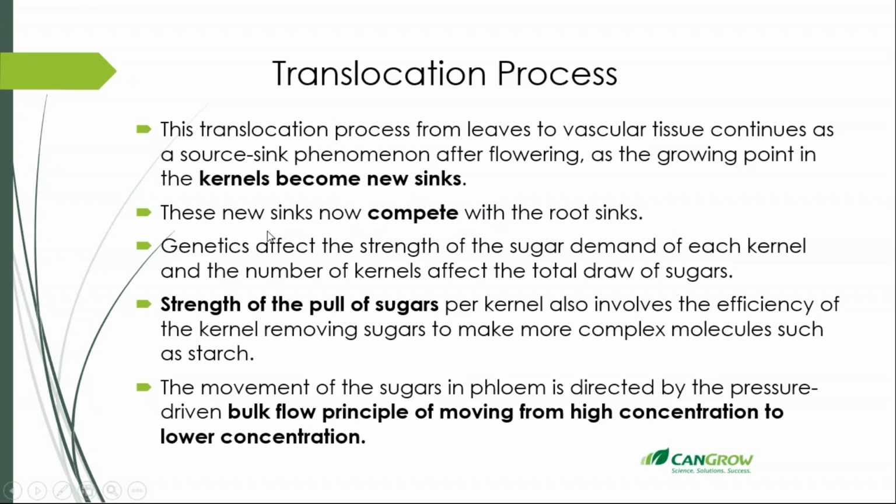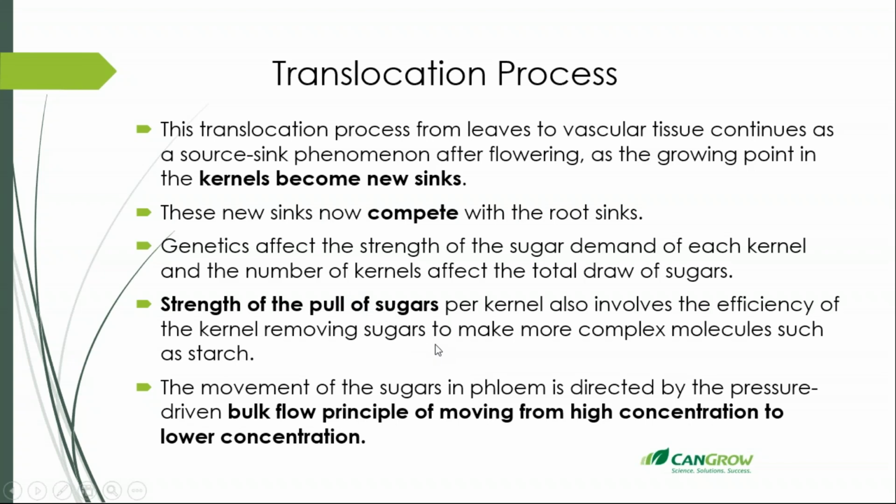the root sinks. Genetics comes into play, the strength of which determines a lot of the strength of the sugar demand. The number of kernels affects the total draw of sugars. It's like if you had a bank of lights, if you had 1,000 lights and you turn on one, you draw so much current. You turn on two, you turn on 1,000, you got a lot of draw. And that's what that's about, the numbers. Here's the point, the strength of the pool of sugars. So it is the demand, it is the sink, the strength of the pool that is in control.